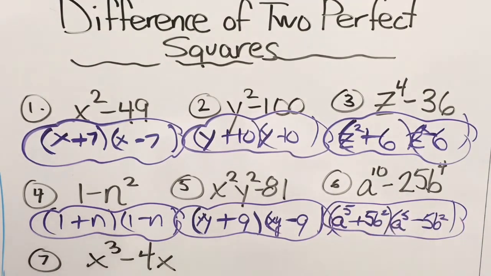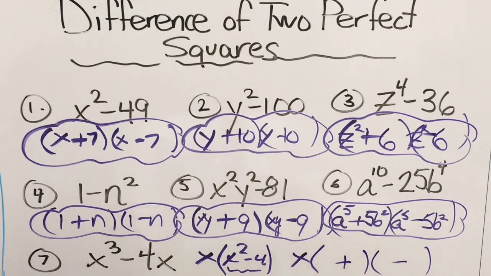And we don't want to forget, see problem number 7, we don't want to forget to take out a GCF if necessary. If you look at this right here, we can take out an x and we're left with x squared minus 4, which in turn, in the middle, is the difference of two perfect squares. So your final answer would be an x on the outside, two parentheses plus minus, the square root of x squared is x, and the square root of 4 is 2, and that would be your final answer. So we don't want to forget to take out the GCF when we need to.